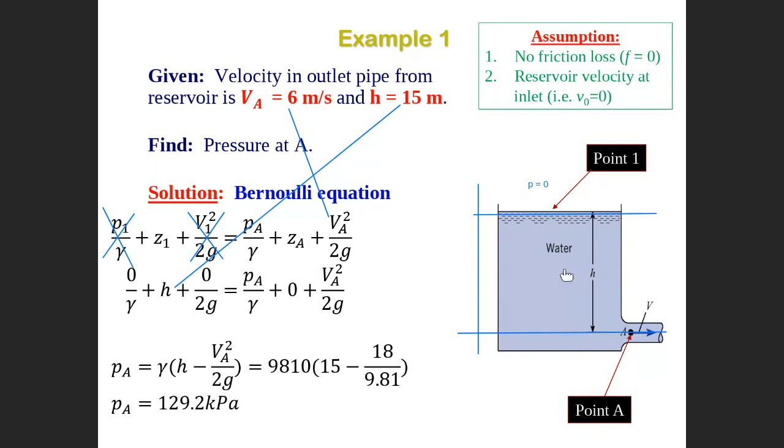Gamma we know for water because water is known. It is rho G, rho is density, and we know the density is 1,000. So 9.81 multiplied by 1,000 gives you about 9,810. Definitely it will be given. If the problem gives you another liquid, it will give you the density, so no problem, no issue. So this is gamma, rho G, multiplied by 15, minus V squared divided by 2G. Then you get the pressure at A. So this is the pressure at A.